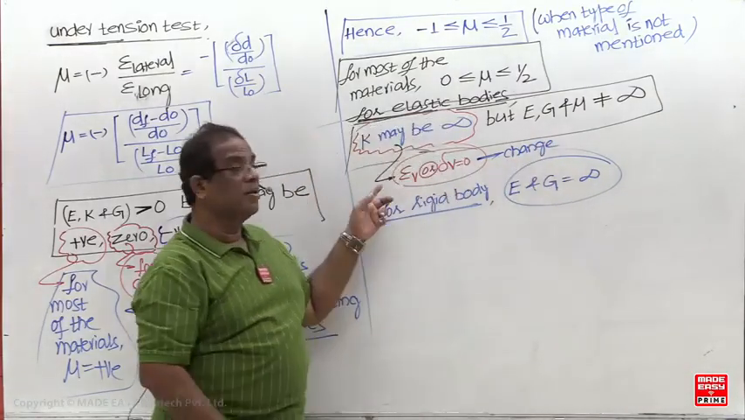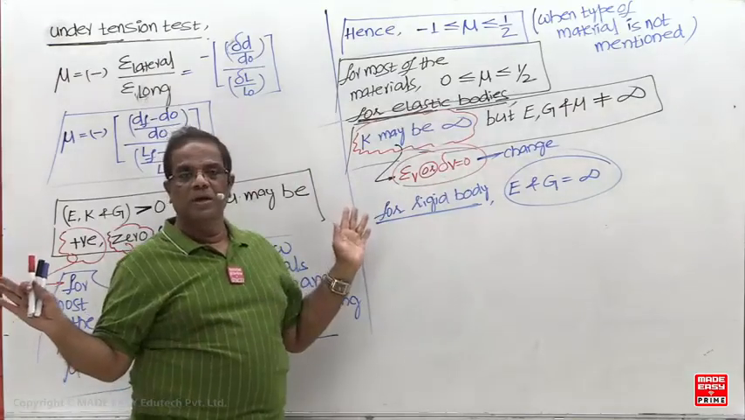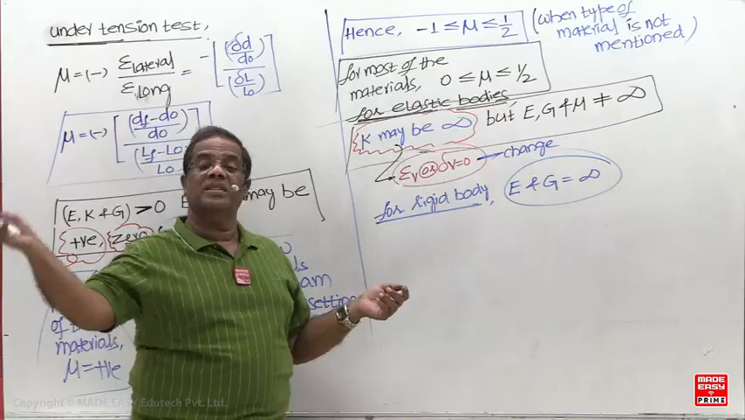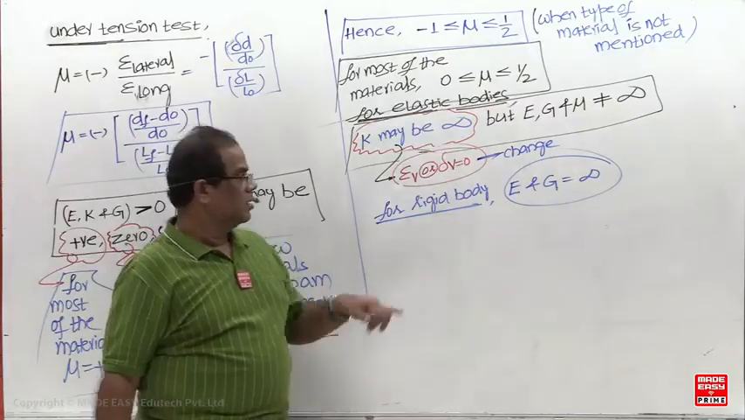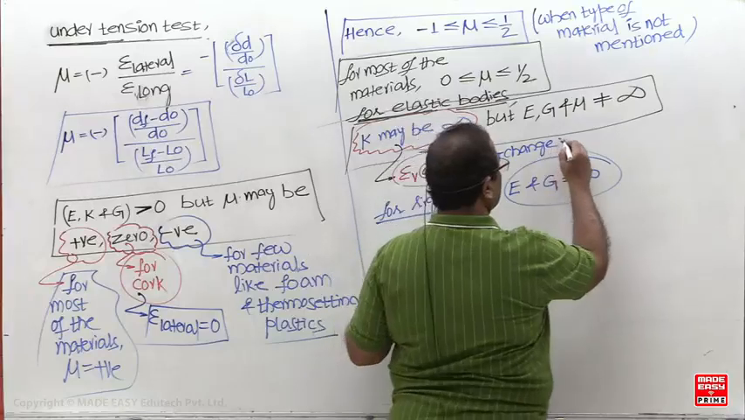Sir, when change in volume is 0, does it mean a rigid body? No, change in volume being 0 means it is not a rigid body. Change in volume depends upon length, width and thickness, all of which are involved. So change in volume 0 means change in dimensions are not 0.